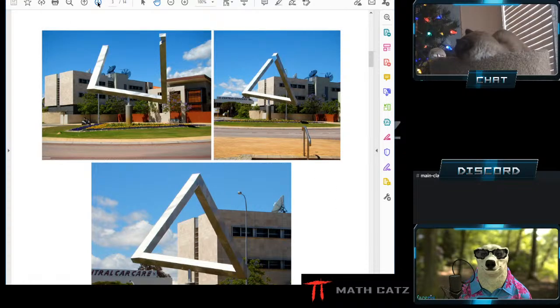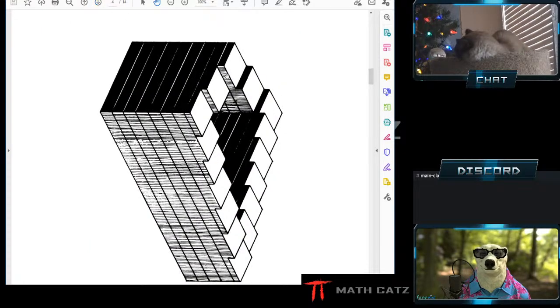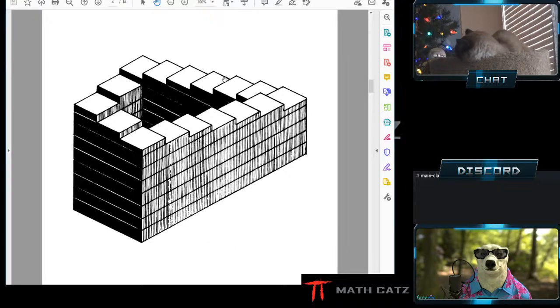Let me go to the next one here. Oh, this one is flipped around. Hold on. And you have this impossible staircase where the stairs go up and up and up and they never go down. Just go up in a circle. How is that possible? We're exploiting the difference between 2 dimensions and 3 dimensions.